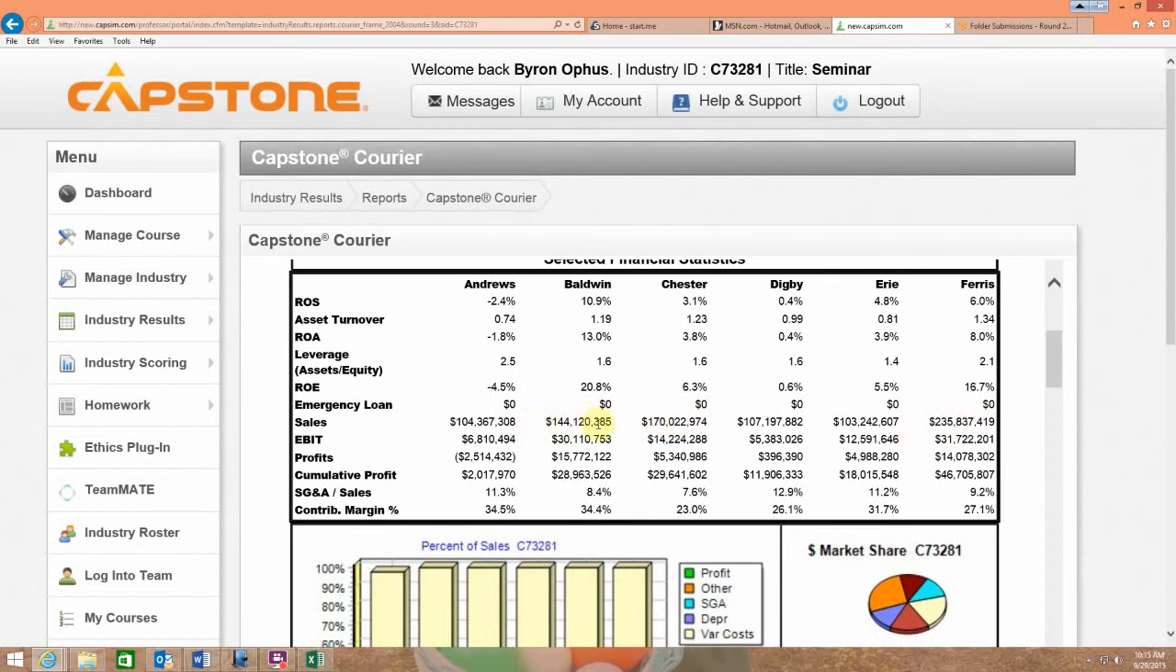170 for Chester, 144 for Baldwin, but profits, oh my goodness, 14 million, that's pretty good. 5. Ooh, Erie just about matched Chester for profits. That's pretty impressive, even though they had 70 million less in sales. But look at Baldwin, my goodness, 90 million less in sales. It looks like 91 million, or close to 92 million less in sales, if I'm doing my math correctly, and yet more profit by a million.